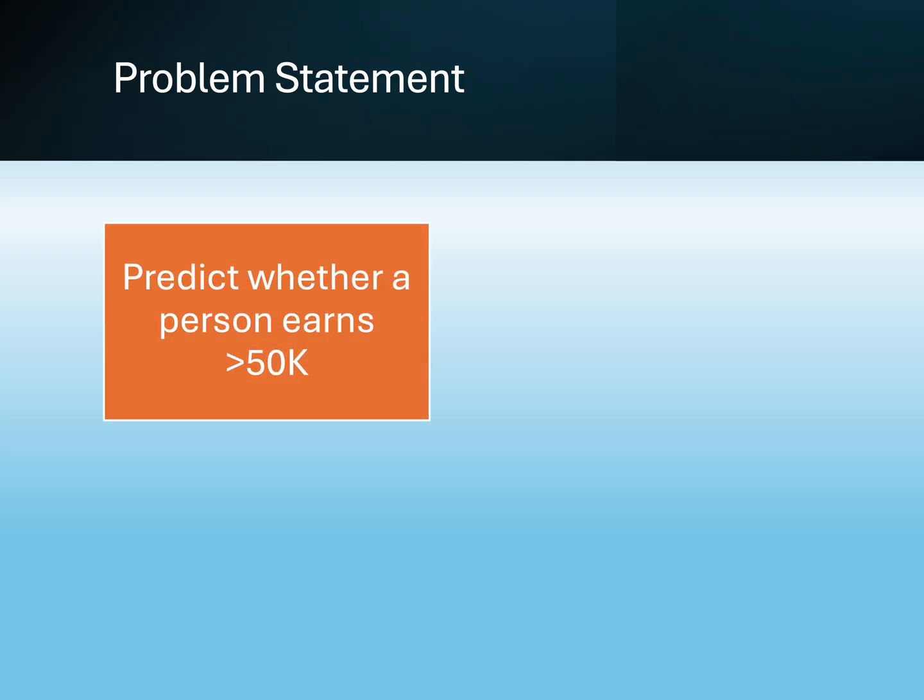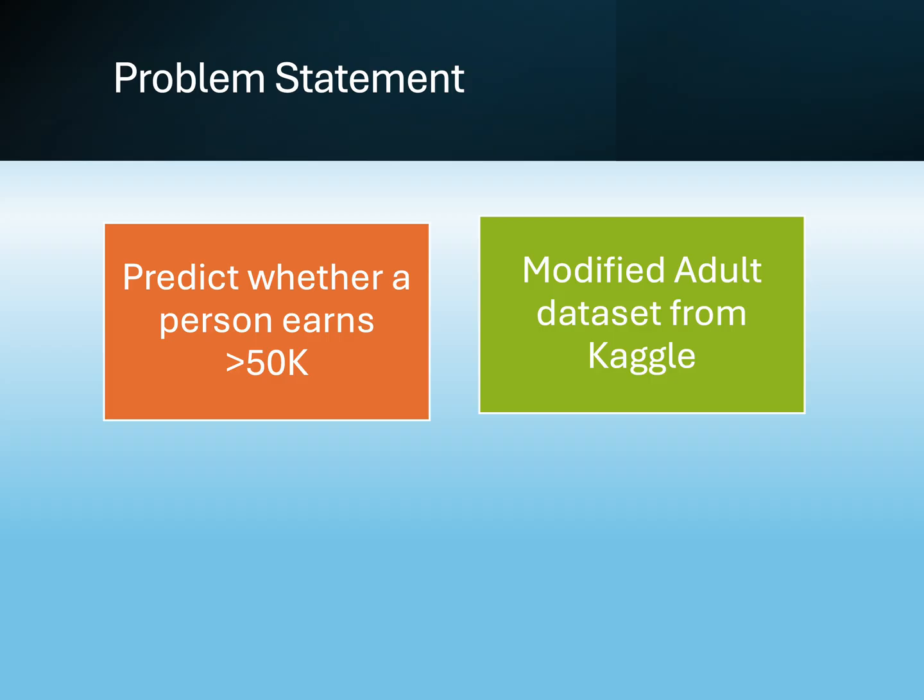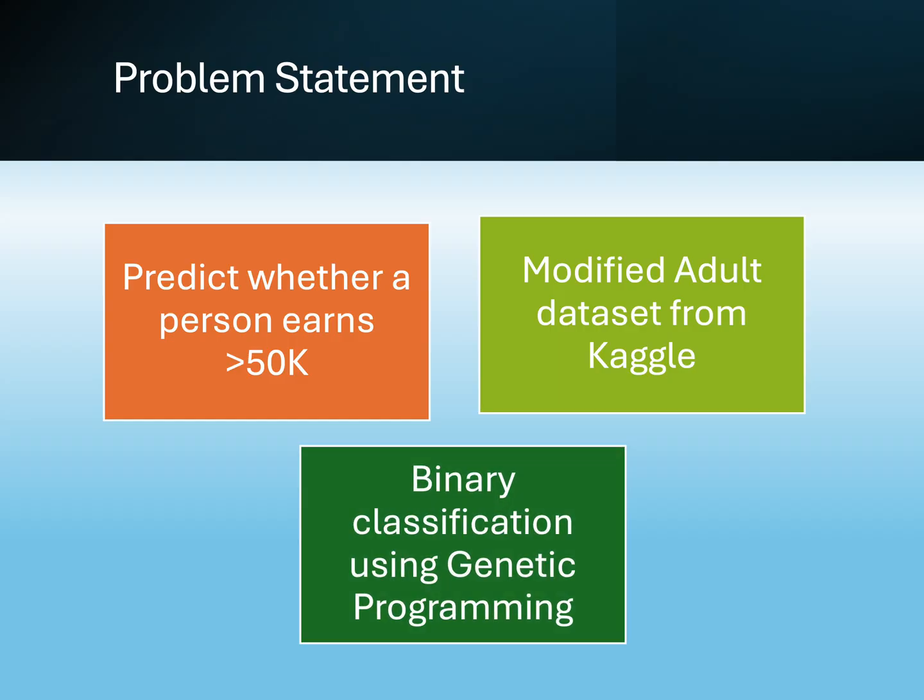So, the main problem we are trying to solve is a binary classification task. The goal is to predict whether a person earns more than 50,000 or less than 50,000 per year. The dataset includes many personal and employment related features such as age, education, occupation, marital status, and many more. These features can influence a person's income level. So the challenge is to use genetic programming to automatically learn a rule or expression that separates high income and low income individuals. The final model must be accurate, interpretable, and be able to generalize to unseen test data for the competition.